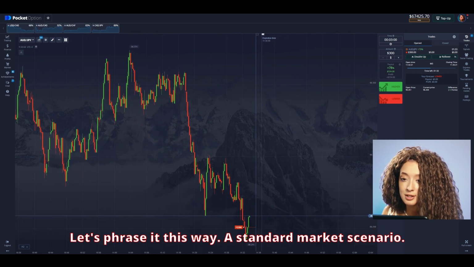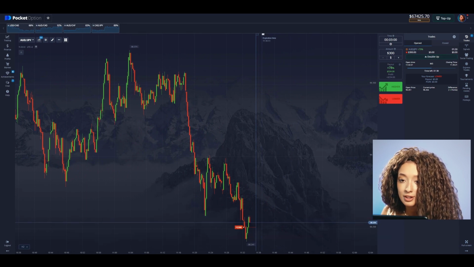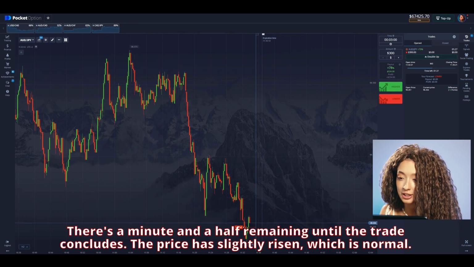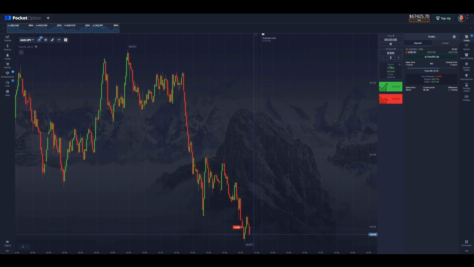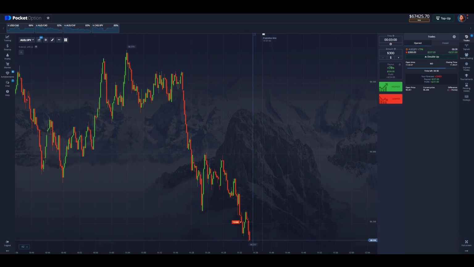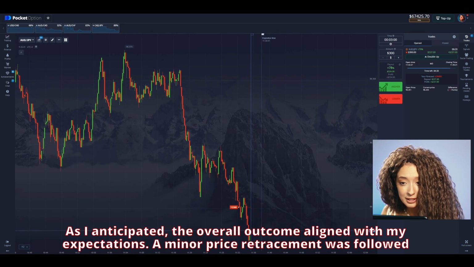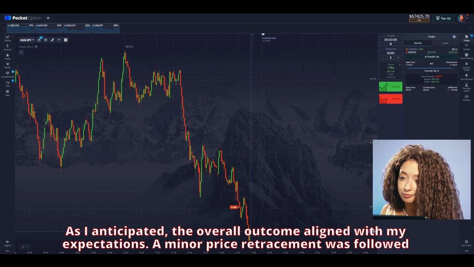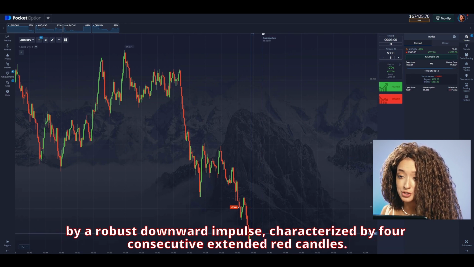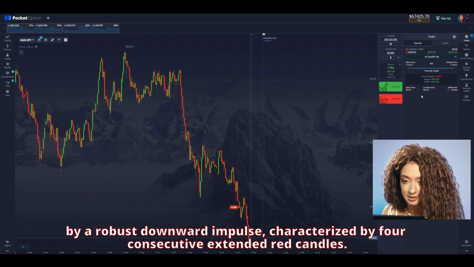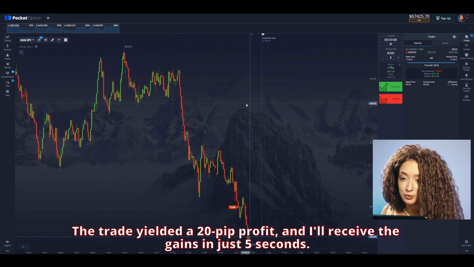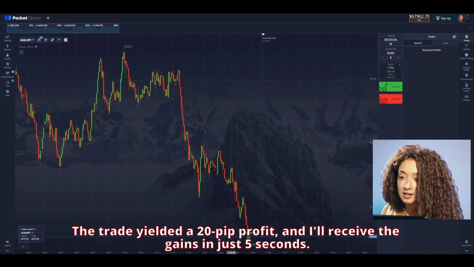A standard market scenario. There is a minute and a half remaining until the trade concludes. The price has slightly risen, which is normal. Let's wait for completion. As anticipated, the overall outcome agreed with my expectations. A minor price resistance was followed by a robust downward impulse, characterized by 4 consecutive extended red candles. The trade ended at a 20 pip profit, and I secured the gains in just 5 seconds.